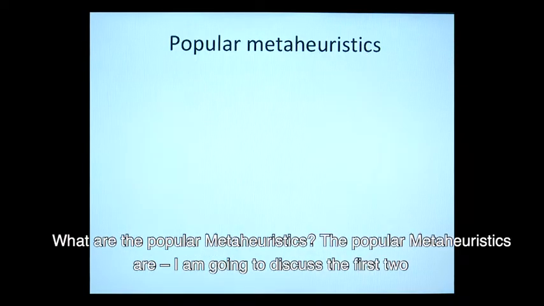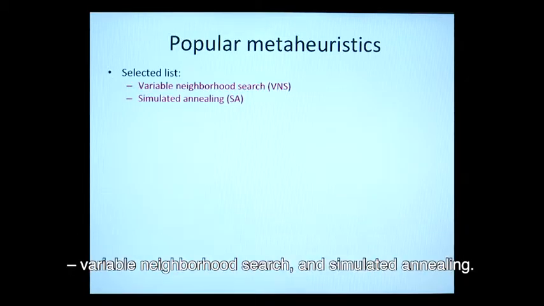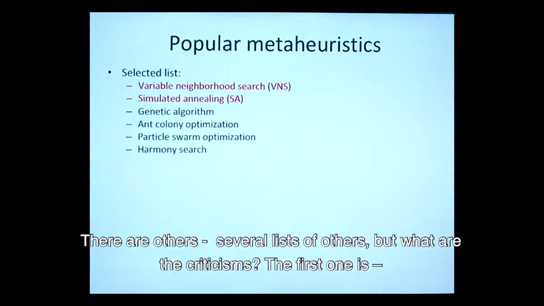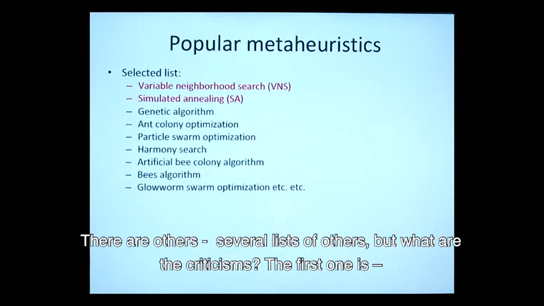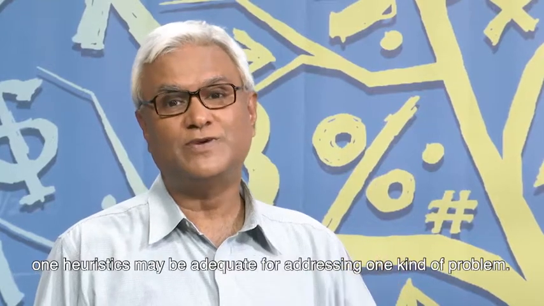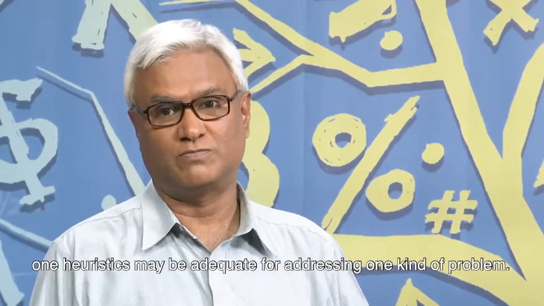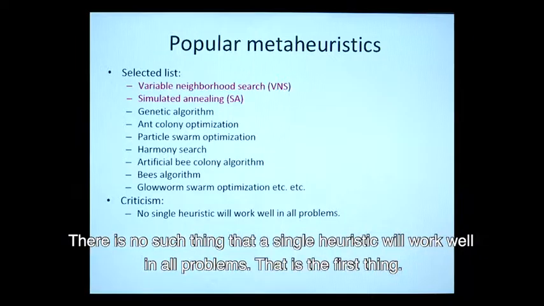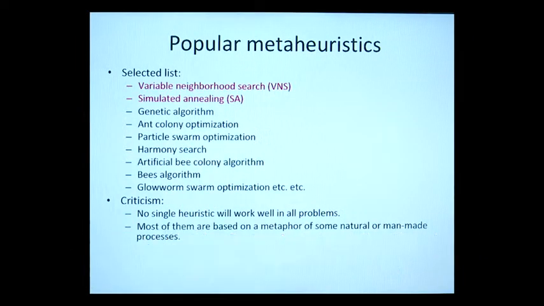Okay. So, what are the popular meta heuristics? The popular meta heuristics are, I am going to discuss the first two, variable neighborhood search and simulated annealing. There are others, several lists of others, but what are the criticisms? The first point is, one heuristic may be adequate for addressing one kind of problem. So, no single heuristic will work well in all problems. That is the first thing.